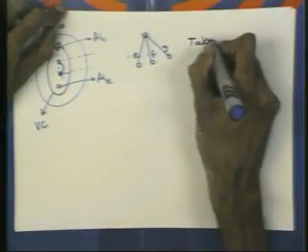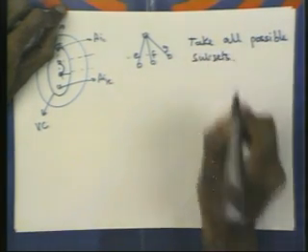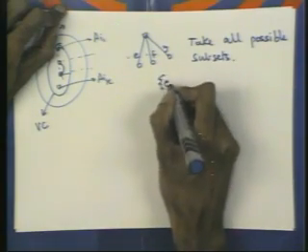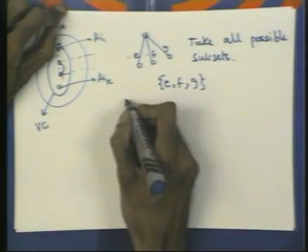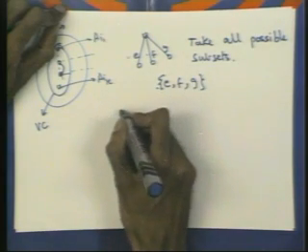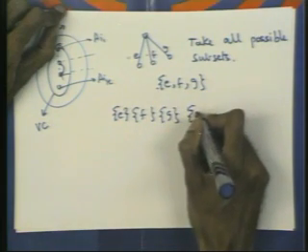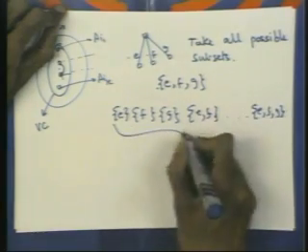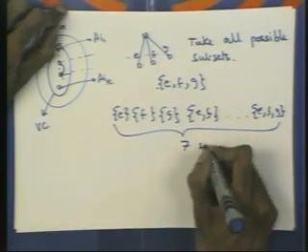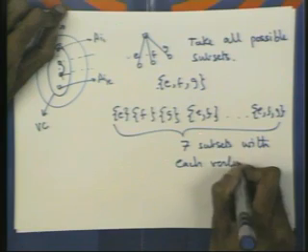So the trick is to just take all possible subsets. Initially, with a vertex I had the set {E, F, G}. Now I'll have many of them. Instead of this, I'll have now {E}, {F}, {G}, and then all pairs {E, F} and so on, and finally {E, F, G}. So there are 7 of these with each vertex.